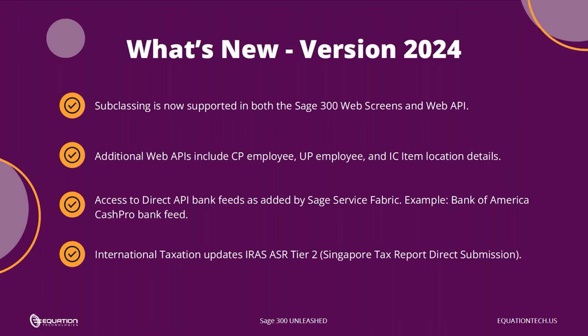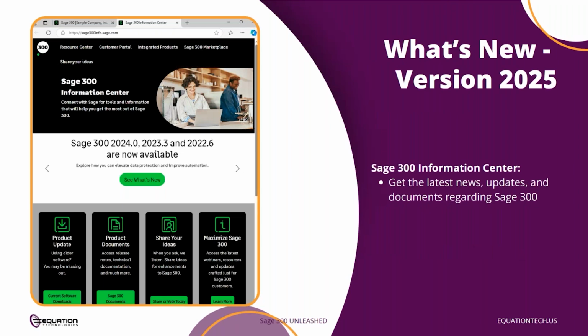Improvements to the bank feeds using Sage Service Fabric to help get current bank information into Sage and simplify your bank reconciliations. And then again, in the compliance area, Singapore, and I'm sure everybody here has to deal with Singapore tax reports. That was sarcasm there, but that's available. So it's just an example of how Sage is working to support its global customer base.